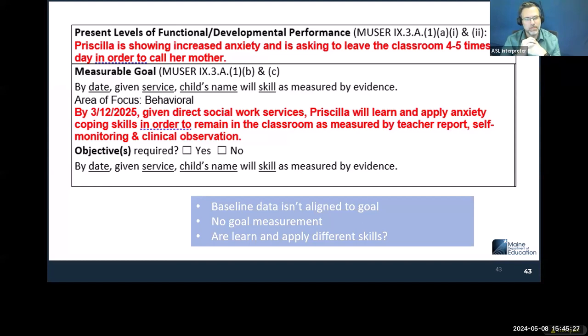So the coping skills, you have to learn the coping skills, and then you have to learn how to apply the coping skills. So it is kind of two different things. I think that if, I don't know, maybe the rest of the team can jump in if I'm saying something bad, but I think that if at the beginning of the year Priscilla doesn't know any coping skills, but you're sure she can learn some and learn to apply them by the end of the year, I think learn and apply might be okay. It would be a tricky thing.